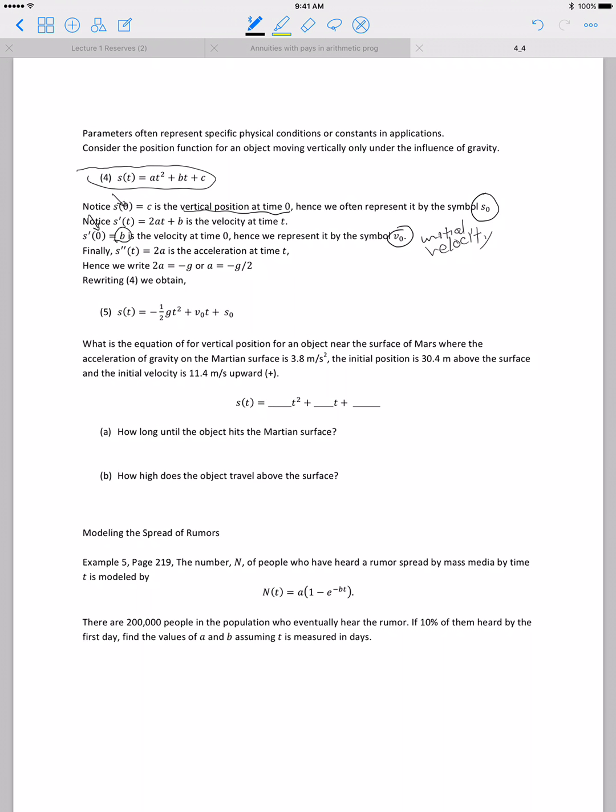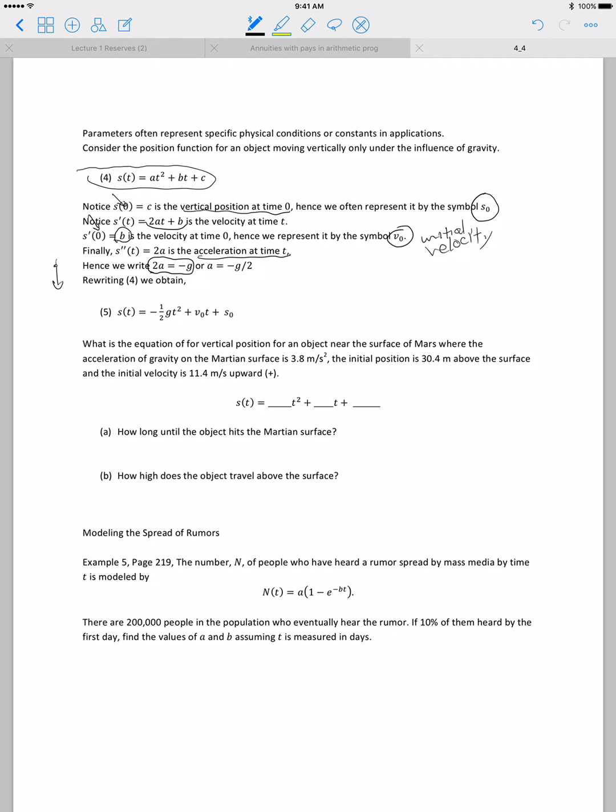And finally, if we take the second derivative of position, this is acceleration at time t, we get 2a. So we're just taking the derivative of s prime up here, and we're getting 2a. Notice this is a constant function, and so this corresponds to the acceleration of gravity. So we write 2a equal to negative g. We can include the negative sign because we assume the acceleration is acting in a downward direction. So that's where the negative sign comes from.